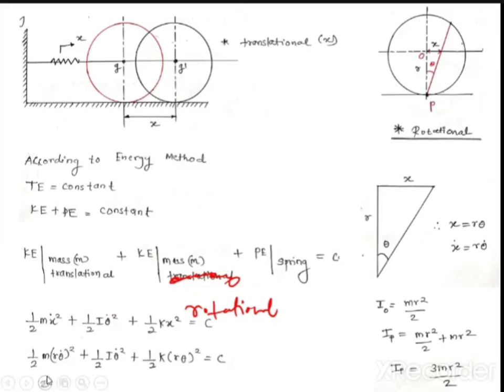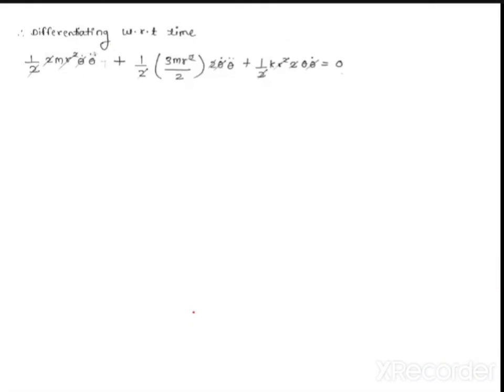What is translational? Translational is 1/2 m h dot square. Rotational is 1/2 I theta dot square, plus potential energy of the spring is 1/2 k x square. X dot is r theta dot, so I theta dot square plus k into r theta square. Okay, put everything and solve.